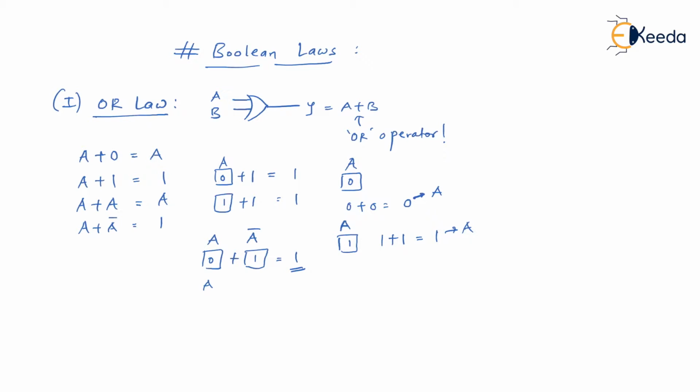Next case that you can confirm with, let us assume A equal to 1. Then you are going to OR with A bar. If A is equal to 1, A bar will be 0, and 1 plus 0 will be again 1. So as you can see, irrespective of the value of A, A plus A bar is always 1. I hope you understood these cases, okay? So let me just rub this.